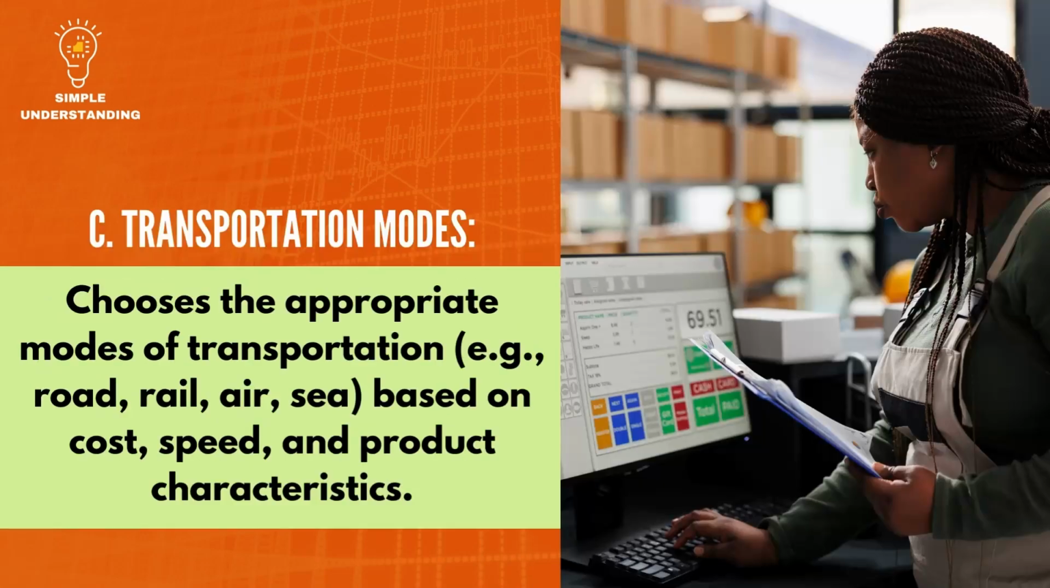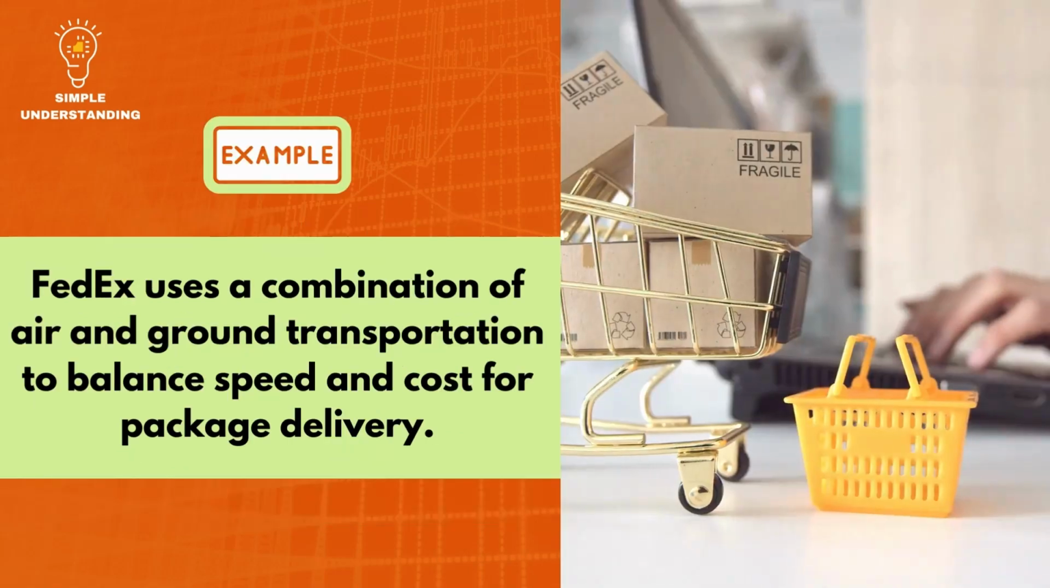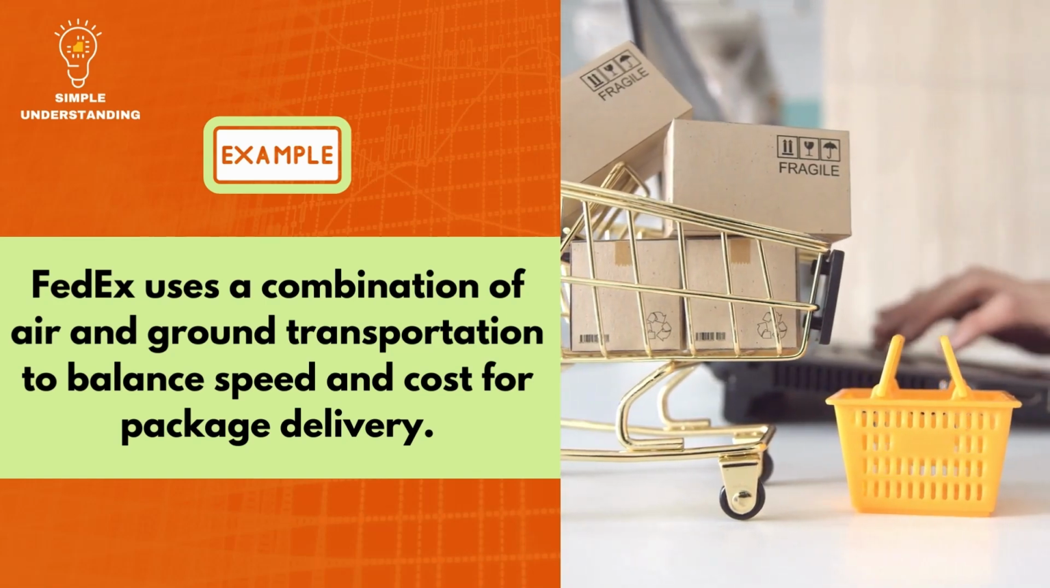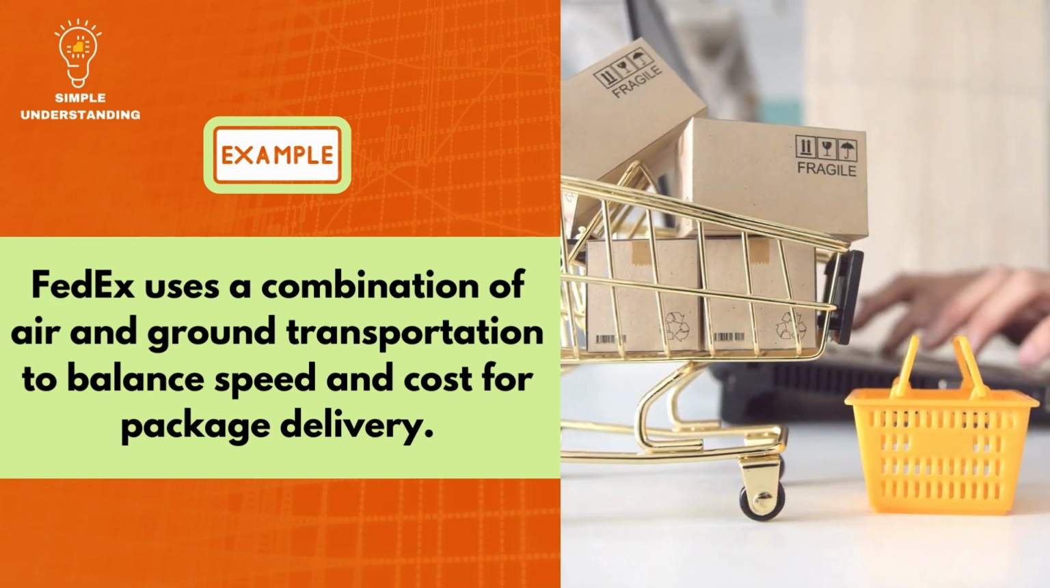C. Transportation modes. Chooses the appropriate modes of transportation, e.g., road, rail, air, sea, based on cost, speed, and product characteristics. Example: FedEx uses a combination of air and ground transportation to balance speed and cost for package delivery.